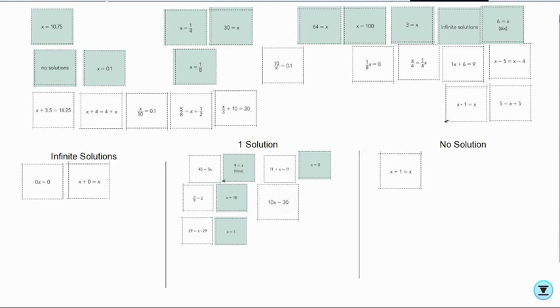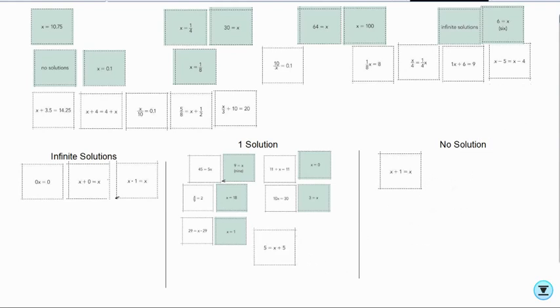Look at this one. 10x equals 30. I know that 10 times 3 is 30, so let's match that together. Let's look at this guy. x times 1 equals x. So there's actually going to be infinite solutions because anything times 1 is the exact same thing. So 5 times 1 is 5, and 2 times 1 is 2.